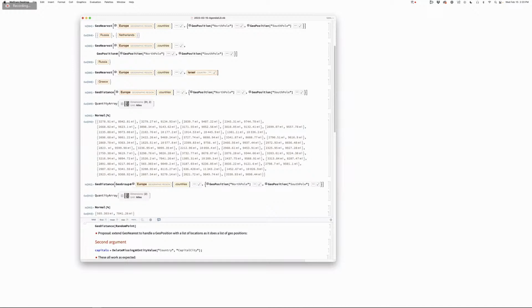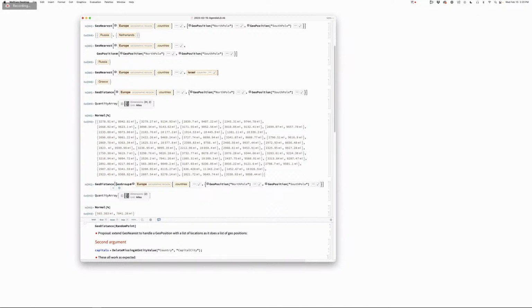I really hate that this quantity. Okay, so this is saying that's the distance from the group to the North Pole and the distance from the group to the South Pole. Can I find out what the element of this that is closest to the South Pole? I mean, I know it's the Netherlands, but can I find out where it is?